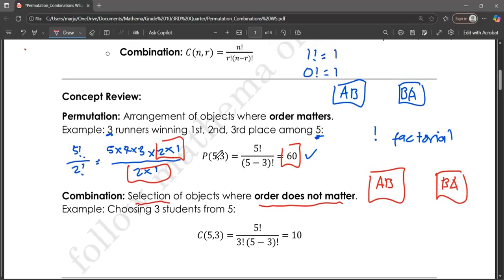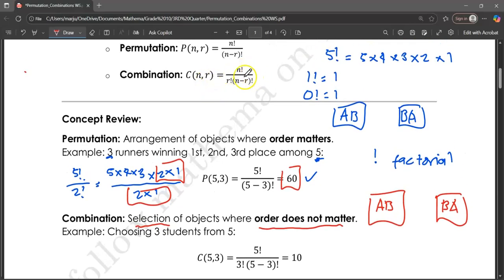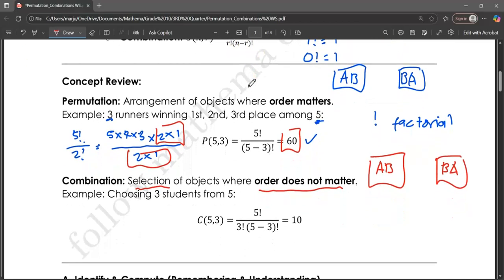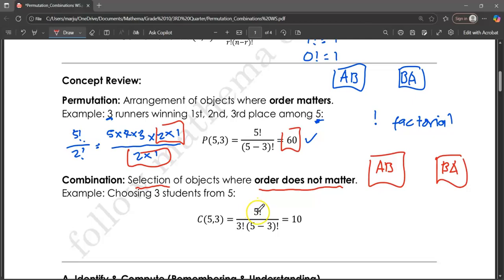So again, our formula will be this one: n factorial divided by r factorial times the quantity of n minus r factorial. So we have here, our n is 5, so we have 5 factorial, and then our r, we are choosing 3 students, we have 3 factorial times the quantity of 5 minus 3 factorial, and it says here it's 10. So why is it 10? So again, we will say 5 factorial divided by 3 factorial, and then what is 5 minus 3 factorial? That is just 2 factorial, right?